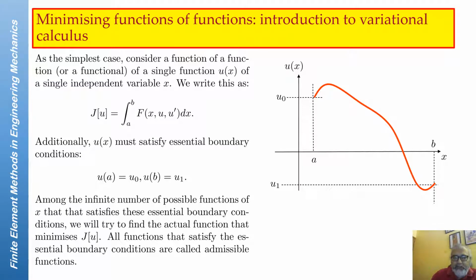So we have a name for function of functions. We call them functionals. For example, J(u) is a functional which is a function of u and, let's say, its first derivative. It can also be a function of the second and third derivatives and so on. But let us restrict ourselves initially to a functional that depends on the function itself and on its first derivative.